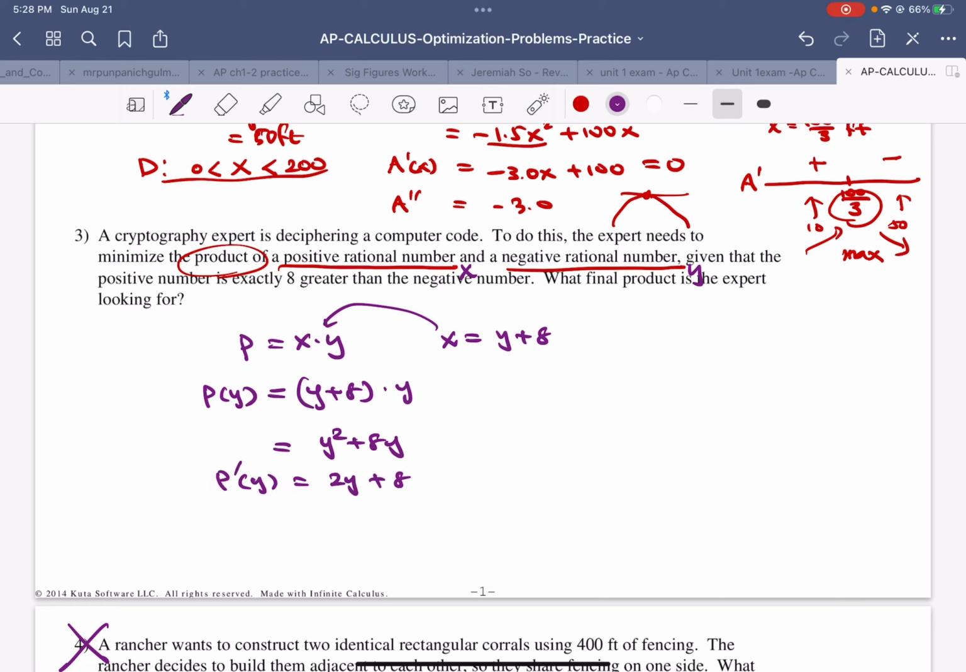Now, of course, the next step is you need to take a derivative to find the critical value. 2y plus 8. So set it equal to 0. So 2y equals negative 8. Y is negative 4. Okay, so that makes sense, y was a negative.